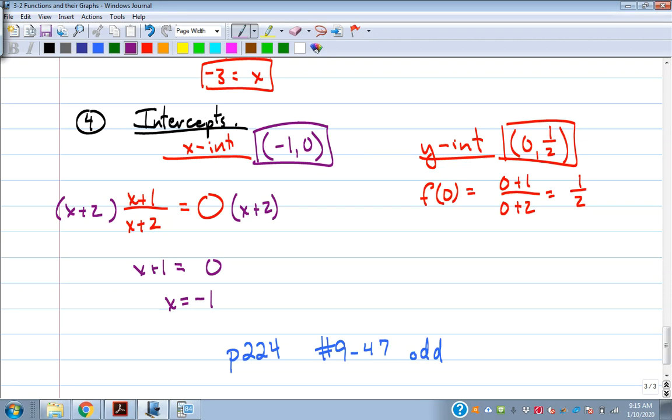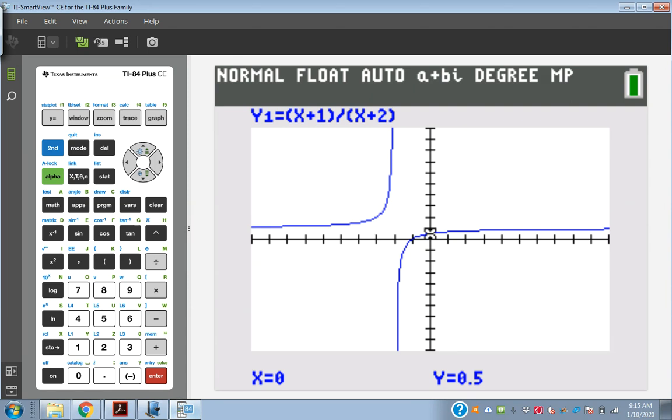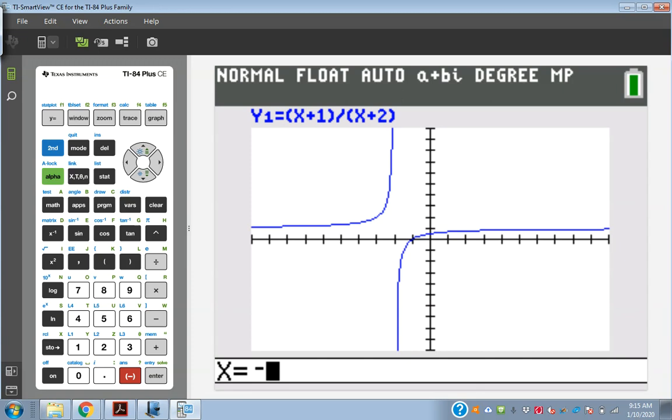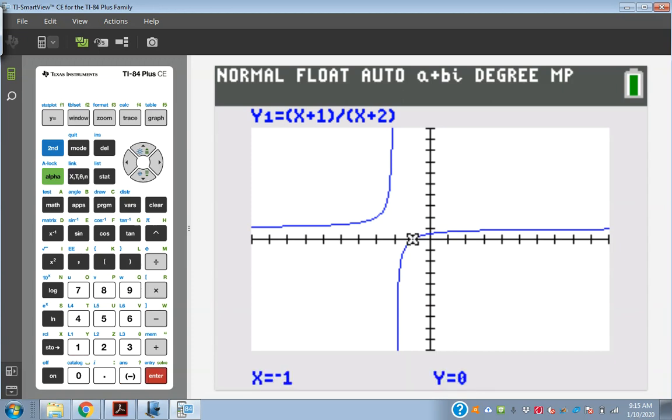If I look at my graph, where's it crossing the x-axis? Boom, right there at negative 1. Hit trace, negative 1. The y value is 0. Those things tie together.